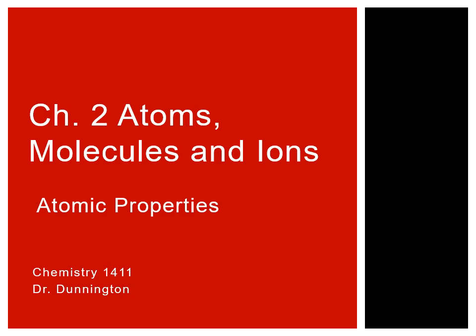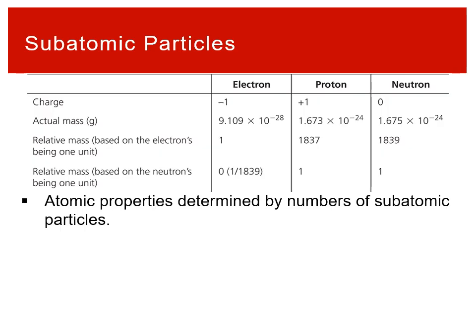Moving forward in Chapter 2, we now want to talk about atomic properties. We know that atoms are made up of subatomic particles, and really the distinctions between different types of atoms are going to come from the numbers of those different subatomic particles. So atomic properties are all going to be determined by the relative numbers of subatomic particles: how many electrons, how many protons, and how many neutrons. We know that each of those has their own unique properties.